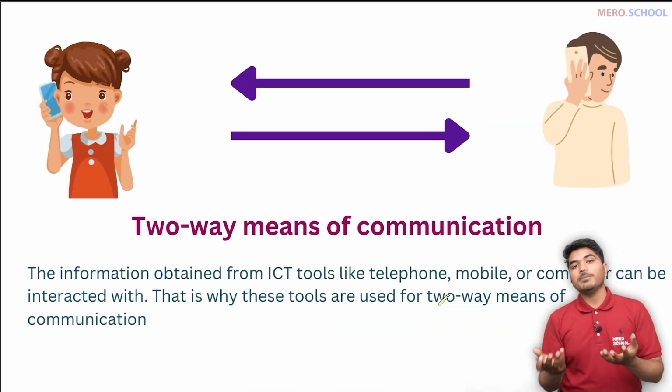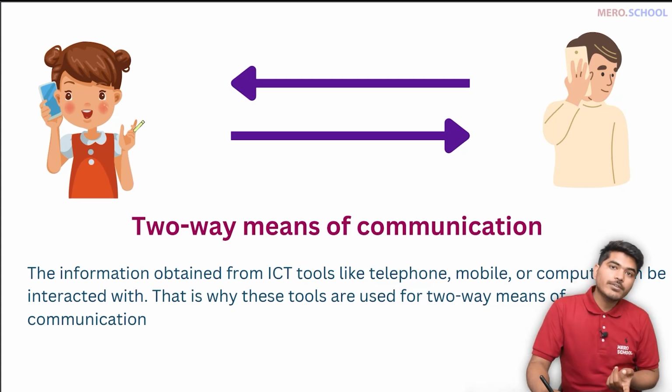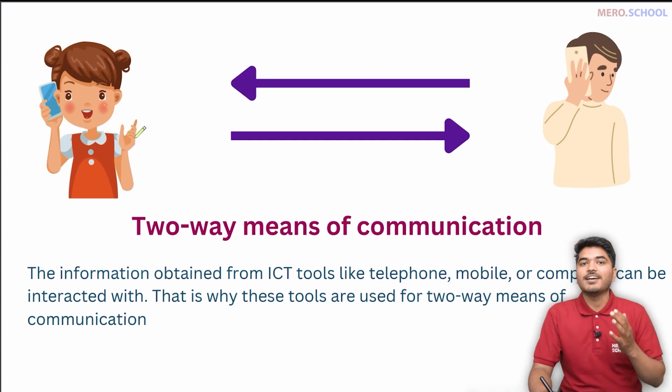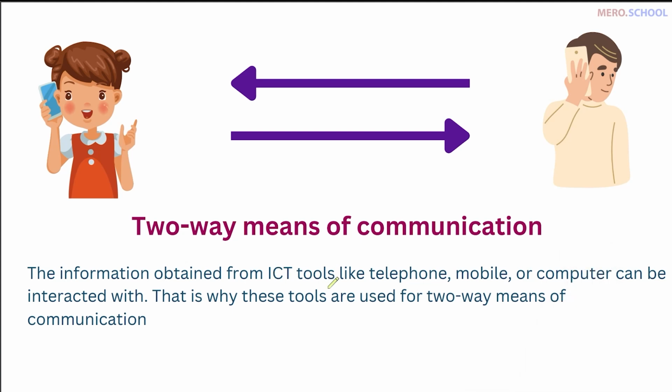I am sending the message and you are receiving the message. Similarly, there is also two-way means of communication, where one party delivers the message, the other party can also deliver another message at the same time. You can look at the graphic and you can literally tell me what is the device used over here. The device used over here is a mobile phone or a telephone, any of them. So, two-way means of communication, the information obtained from ICT tools like telephone, mobile or computer can be interacted with. You can interact with the information given to you. You can also send your information, you can also receive information at the same time. That's why it is two-way means of communication. That is why these tools are used for two-way means of communication.